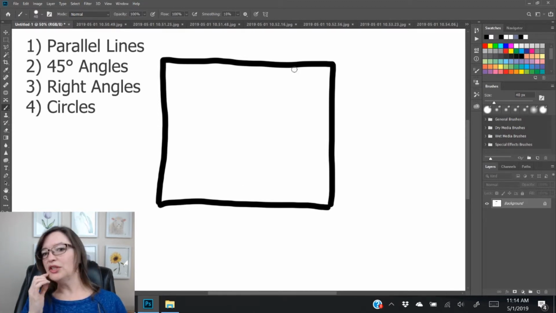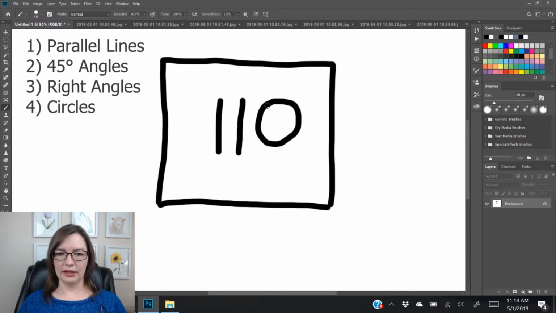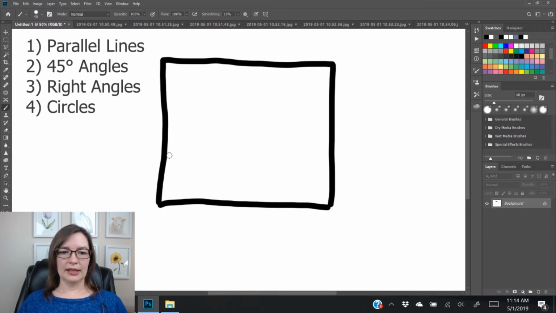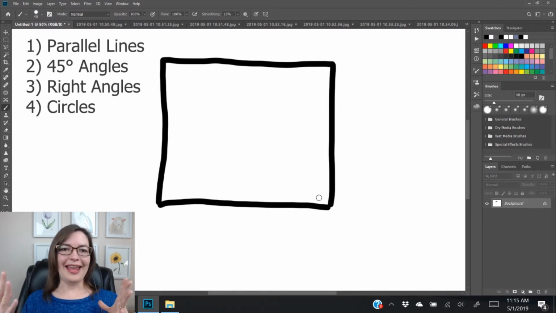So any combination that you want to do of, we can do some straight lines, some parallel lines, and then a circle over here creates an interesting dynamic. We can do some diagonal lines and a circle, and this will create an interesting dynamic. Any combination that you want to do of those will be a beautiful, interesting dynamic.